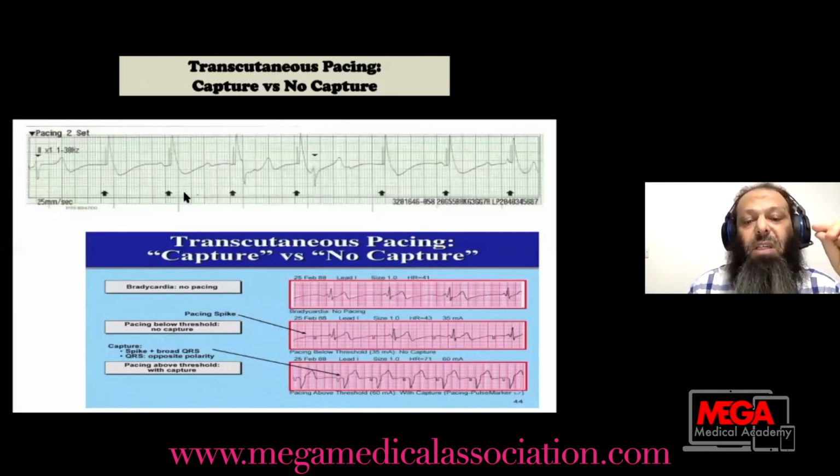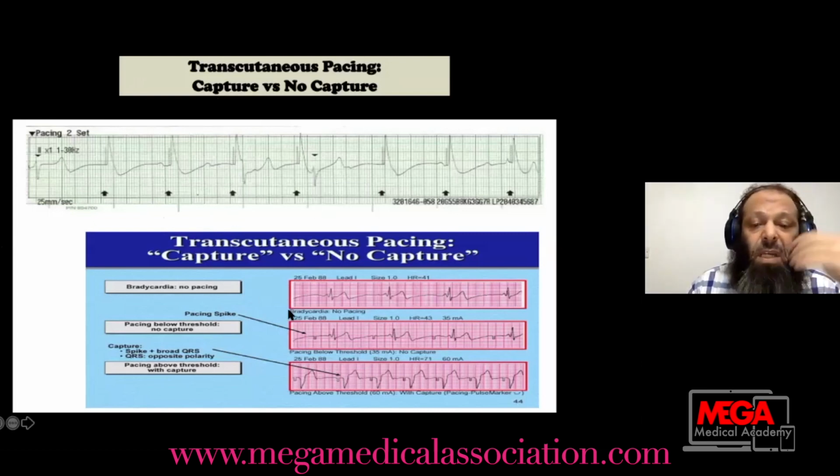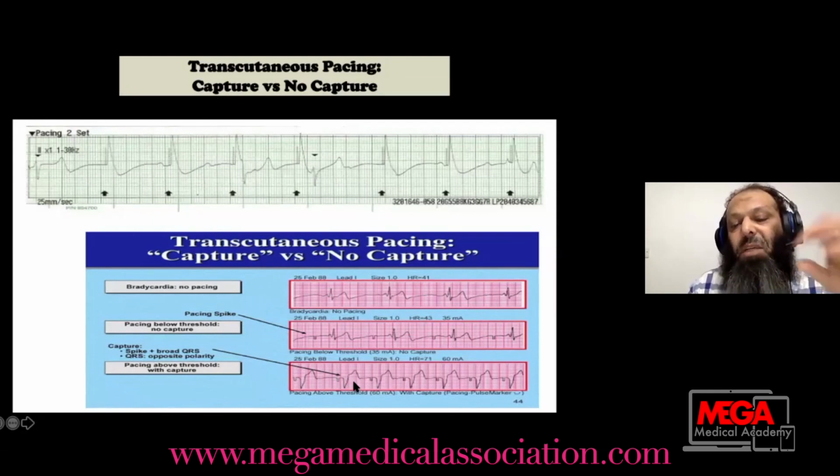So this is how you look for the ECG tracing for the TCP. Here, if you have the spike, usually it's broad with opposite polarities. You will find the spike, then the complex. So here is a persistent capture. Here is a spike without capture, so you call it no capture or loss of capture. So you keep increasing the amplitude until you get this tracing, which is the persistent capture.